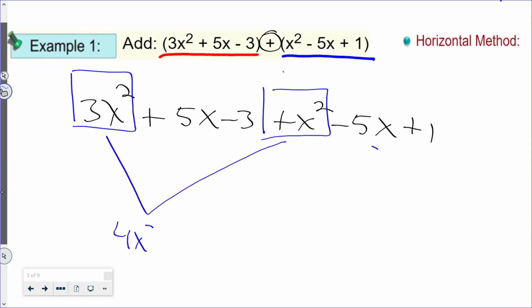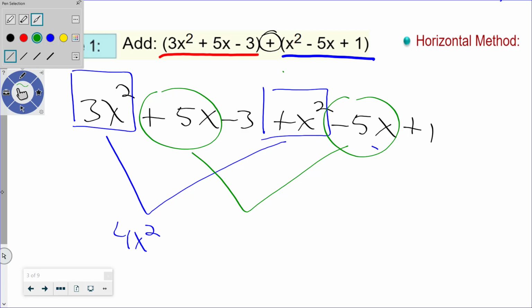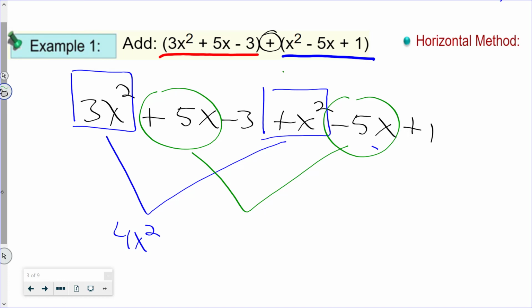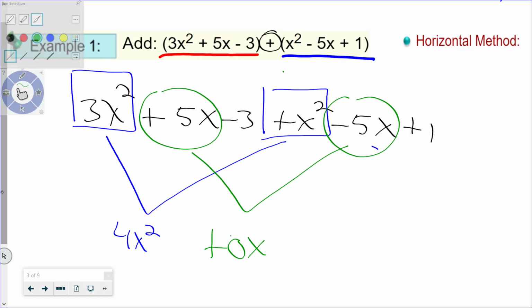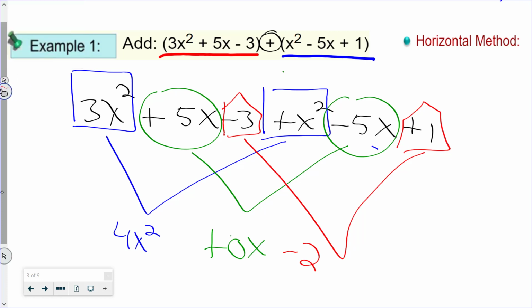4x squared. Can I have another volunteer identify another? Camille. So positive 5x and negative 5x. And when you combine those, what do you get? Not x. Try again. 0x, which is just 0. I'm going to write it there for now. I'm going to get rid of it later. Alexia. So negative 3 and positive 1. And when you combine those, what do you get? Negative 2. So 4x squared plus 0x minus 2.